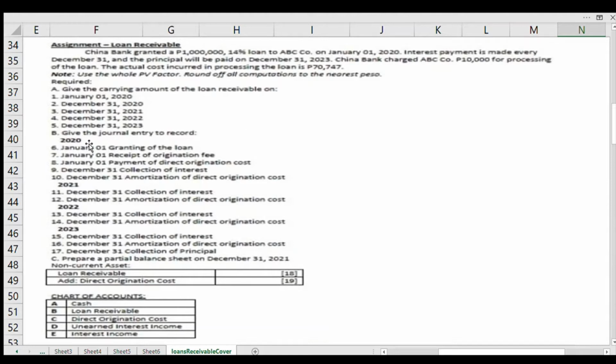Tapos required din dito yung journal entries for 2020. Okay, so all of these will be tackled and will be given solutions. So we will just go on with the solutions kasi given naman dito yung mga requirements. Okay, so in this type of problem, it's practical to use a procedure, really intended for this type of problem.